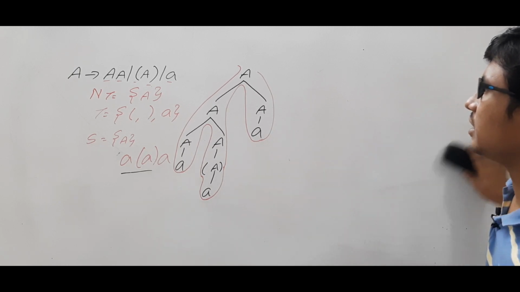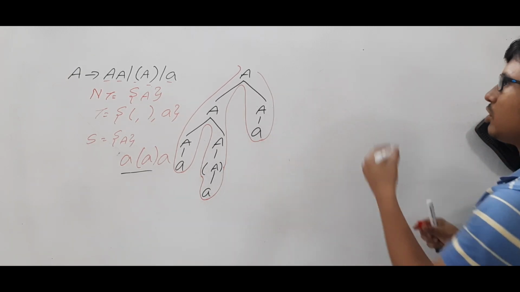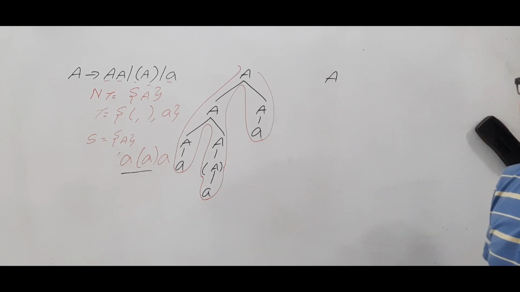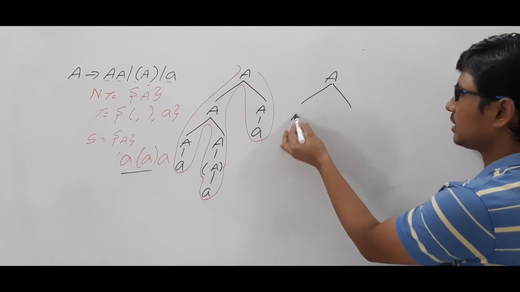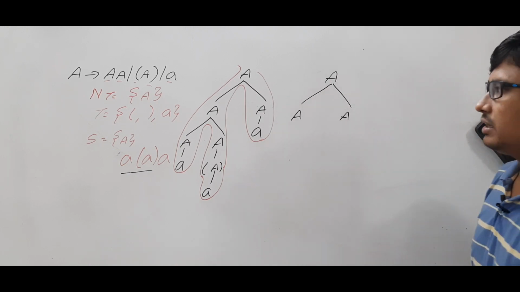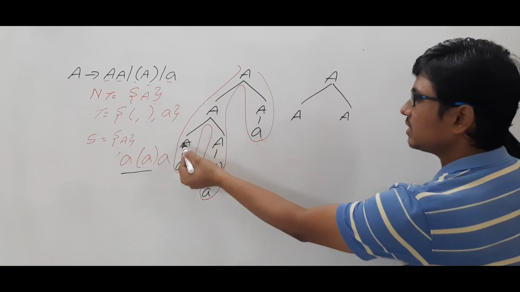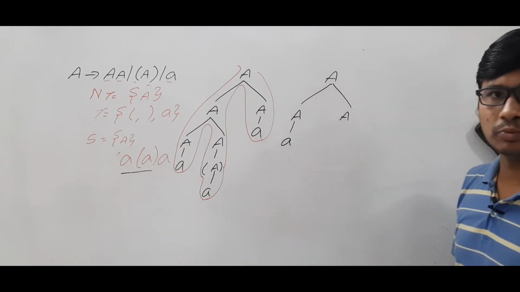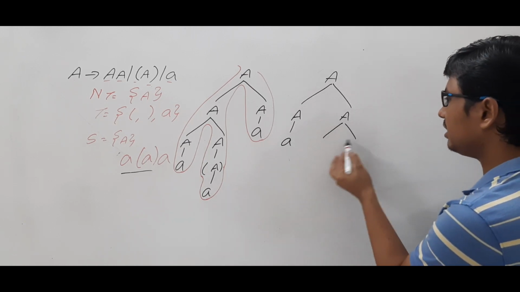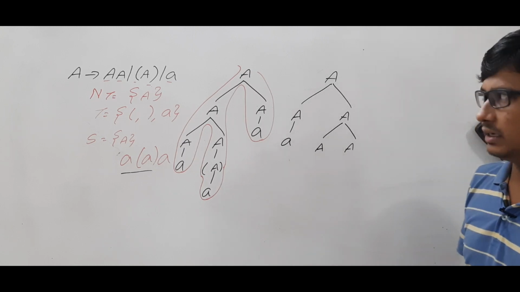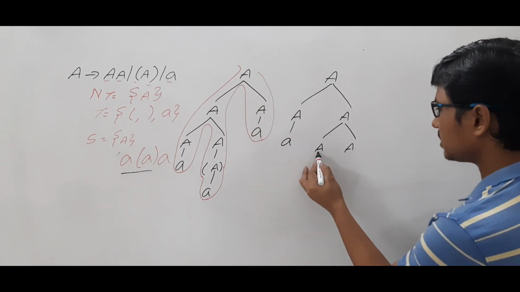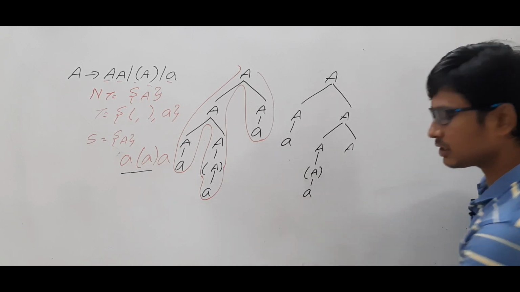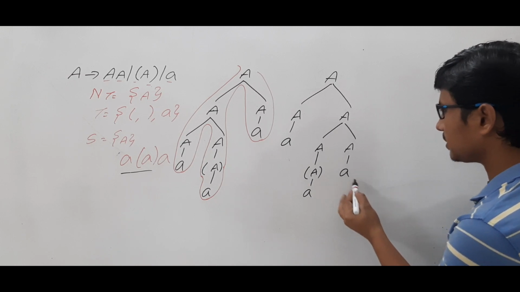Okay. Now let me verify the alternative way. From the start symbol, we should not change the start symbol. The start symbol is A. Let me start from the A. From A, I can determine A and A. Am I right? Here what I have done, from this A, I have again determined A and A. Now what I will do, from this A, I will determine small a. From this A, I will again determine A and A. Are you able to understand? From this A, again I will determine A and A. From this A, I will determine small a, and from this A, I will determine small a.